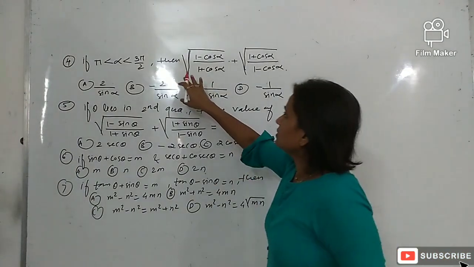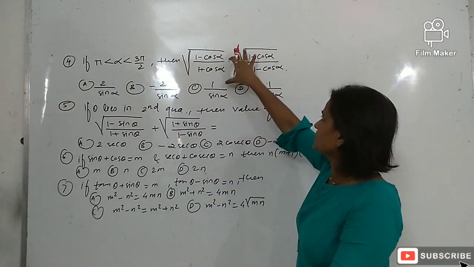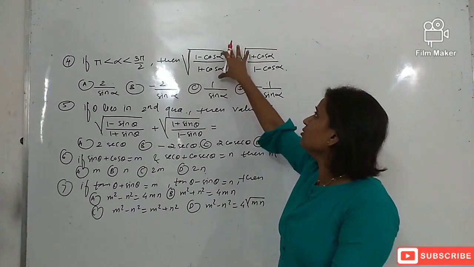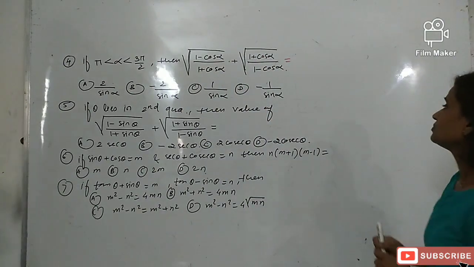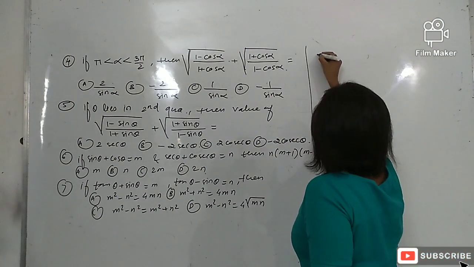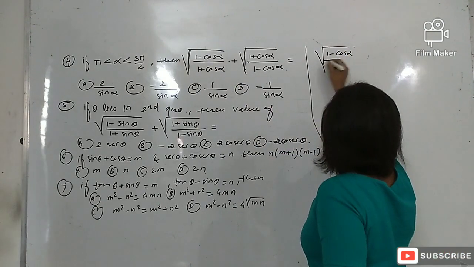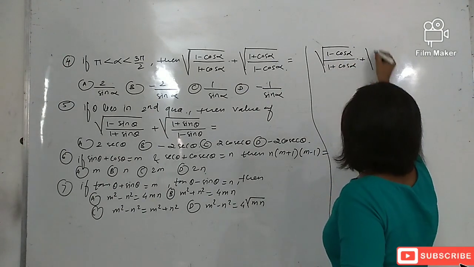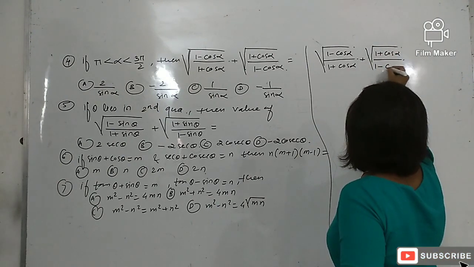So the next question is that alpha is in between pi to 3 pi by 2, and this expression is given, and after simplifying this expression we have to find out the value of this expression. So start from the given expression. So the given value is square root of 1 minus cos alpha divided by 1 plus cos alpha plus square root of 1 plus cos alpha divided by 1 minus cos alpha.